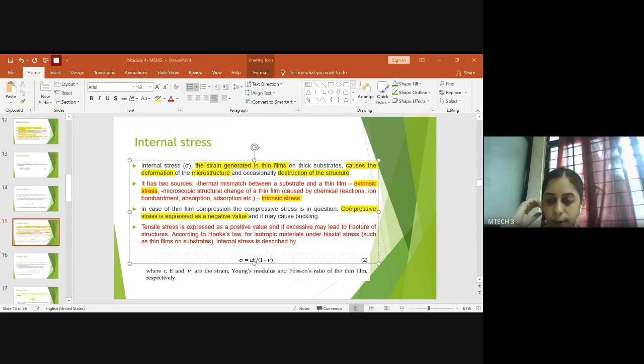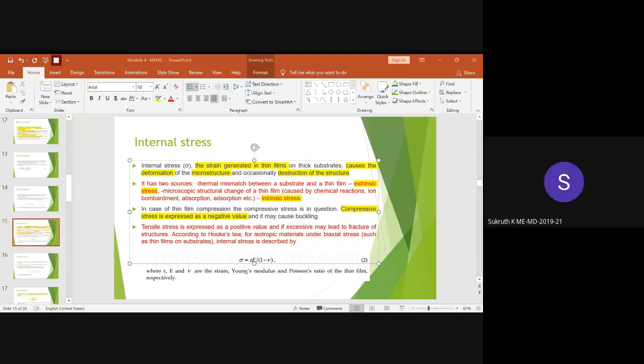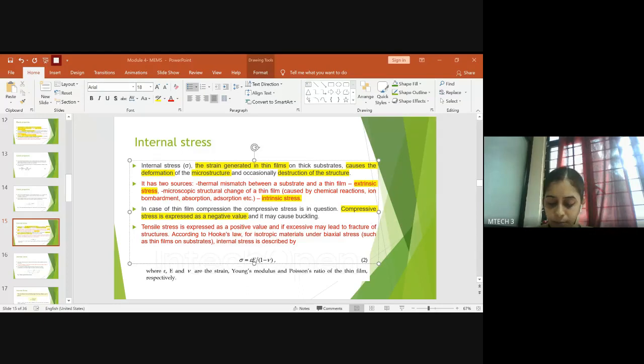Sukrut? Sukrut, you're there? Yes, ma'am. Yeah. Even in the previous to previous class, I had spoken something about buckling. So when can you tell that the buckling comes into the picture in a compression test?